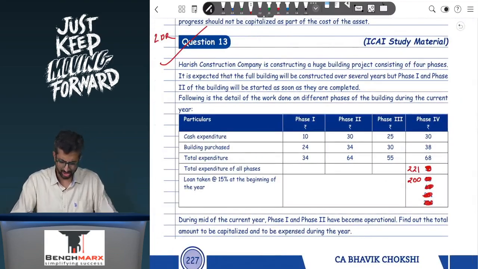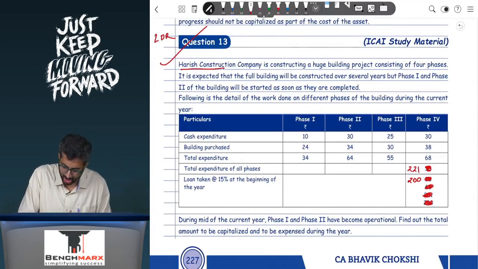So there are some corrections over here. You can see that on your screen. Harish Construction Company is constructing a huge building project consisting of 4 phases. It is expected that the full building will be constructed over several years. So it is a qualifying asset.